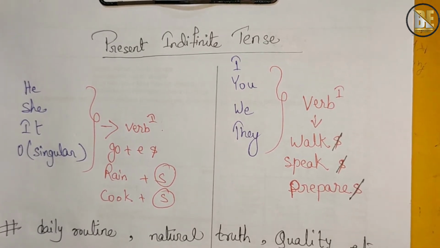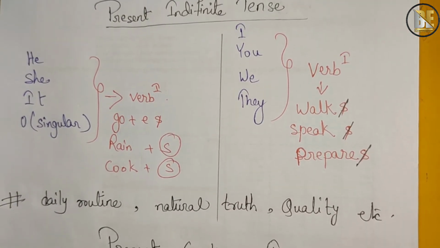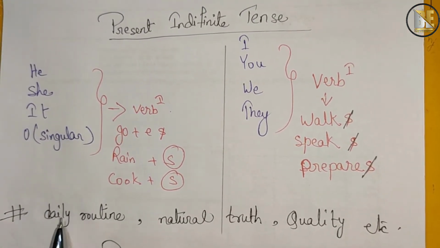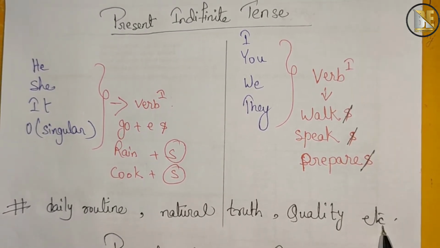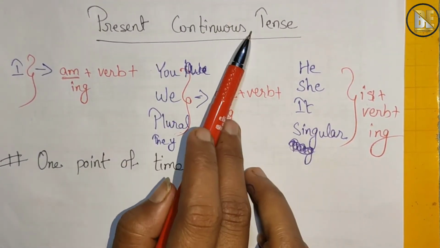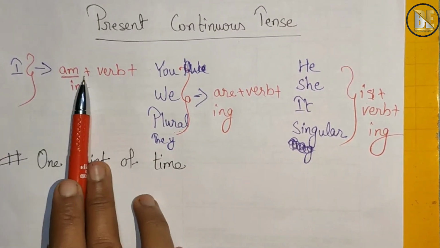You can see the examples I already taught you in the previous video, and you can see the slides over here also, so it can clarify your doubt. It can be used for daily routine, natural truth, quality, as I already mentioned there. So the next is present continuous tense. The word itself means continuous, that some action is going on. So let's see the rules.